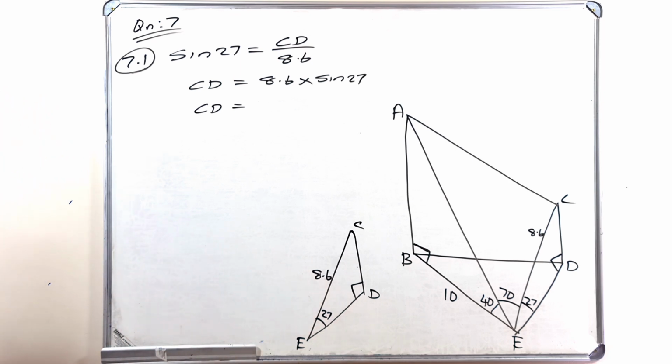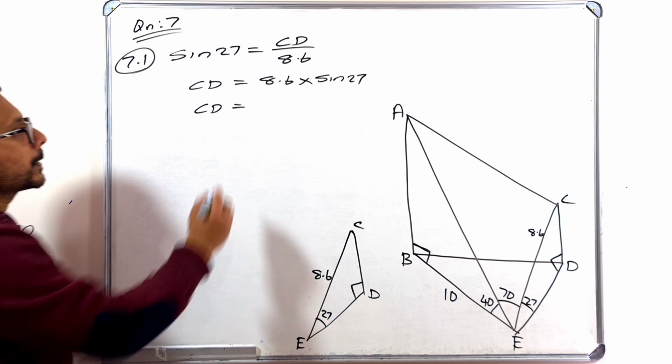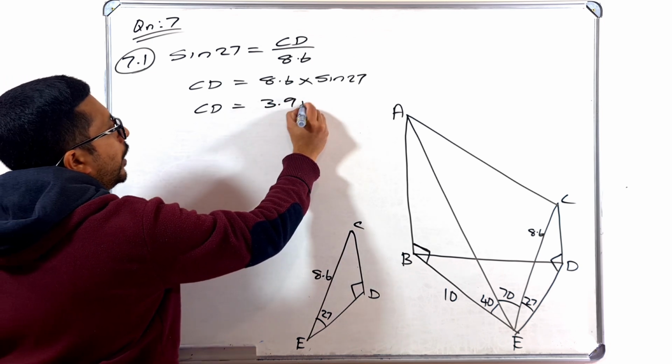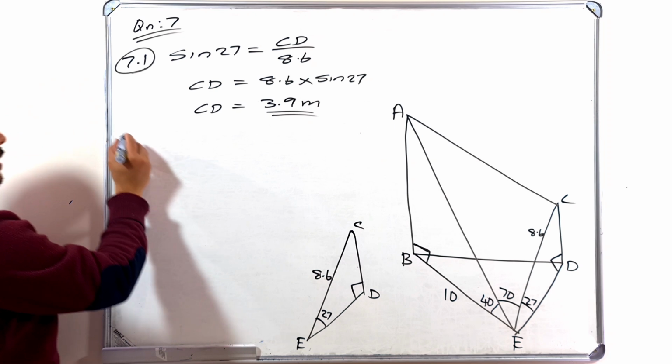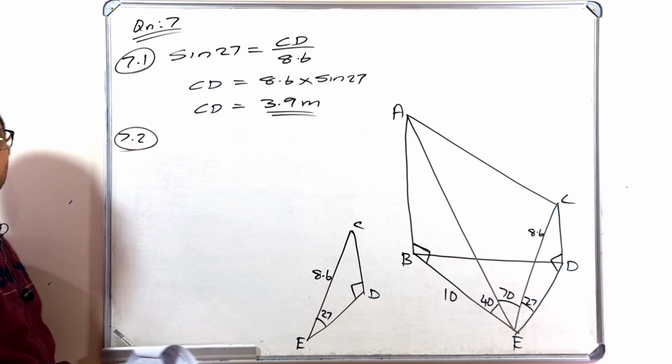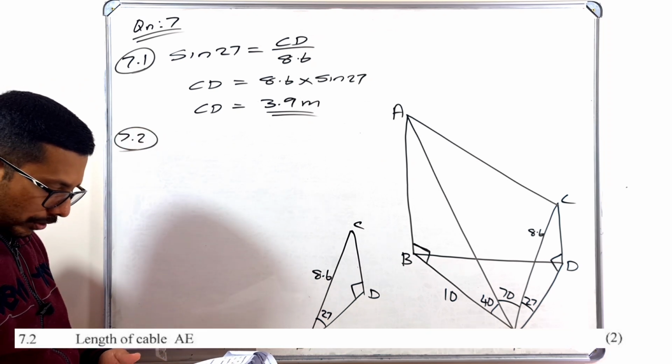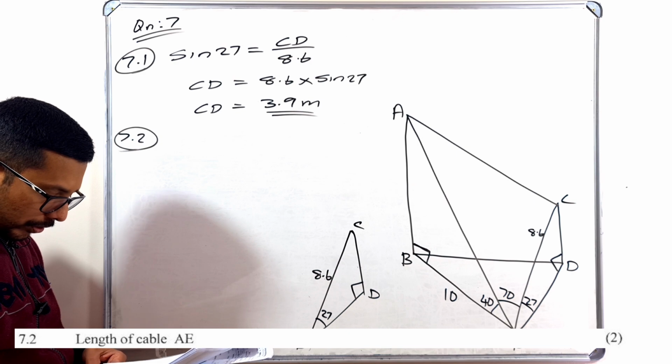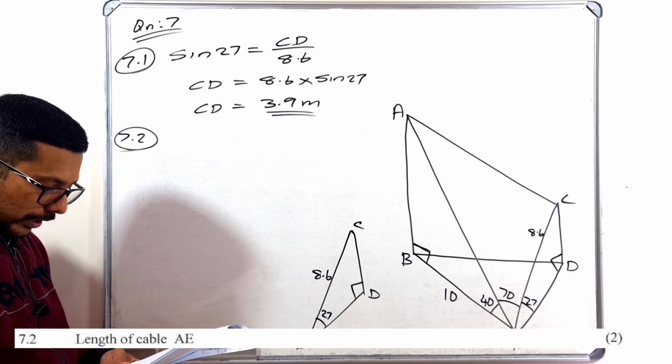In your calculator you will get 3.9 meter. Question number 7.2, that's a simple question. Length of the cable AE. You have to find the length of the cable AE.